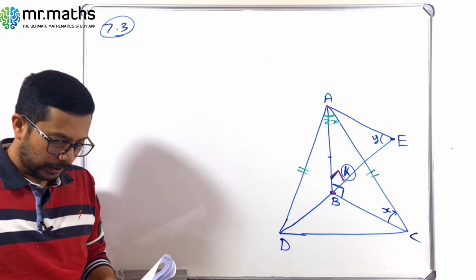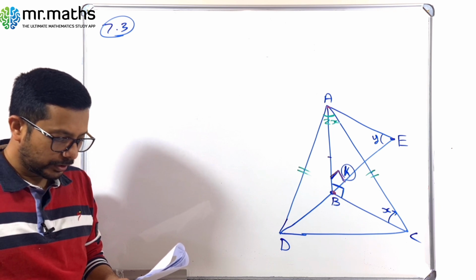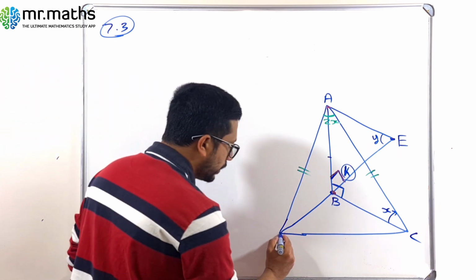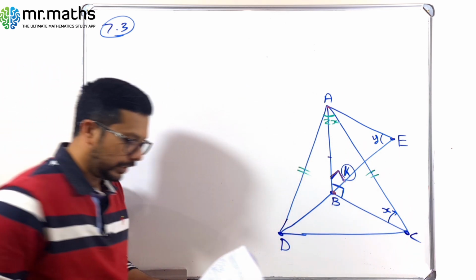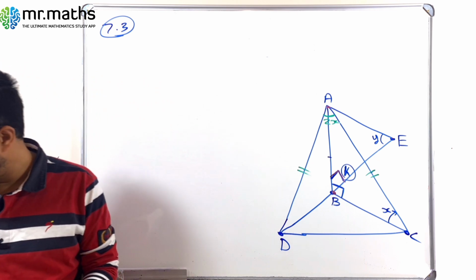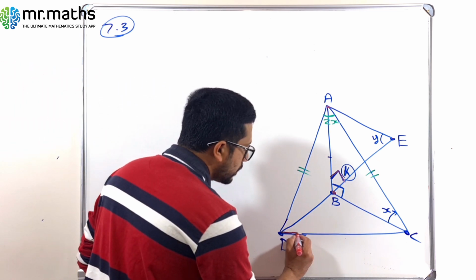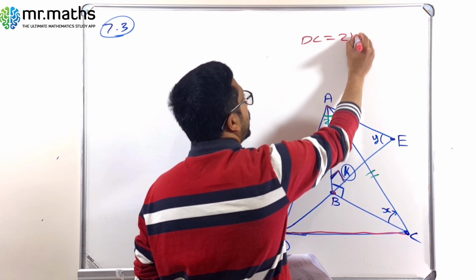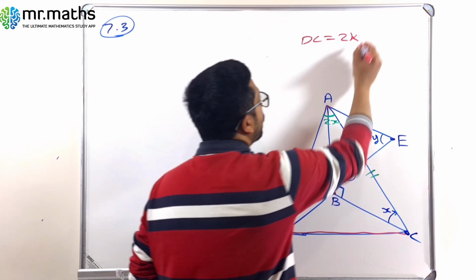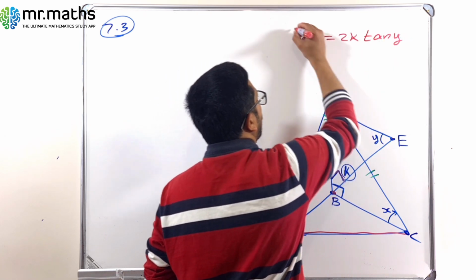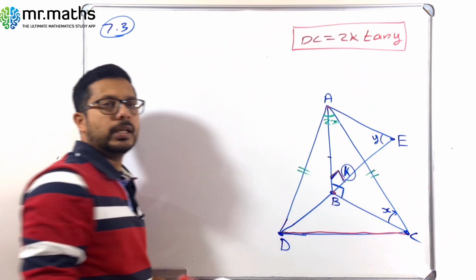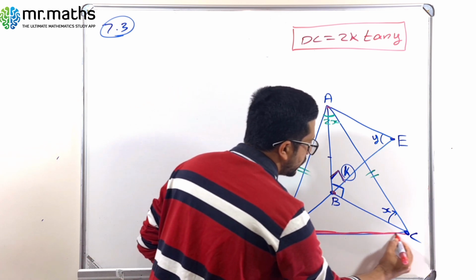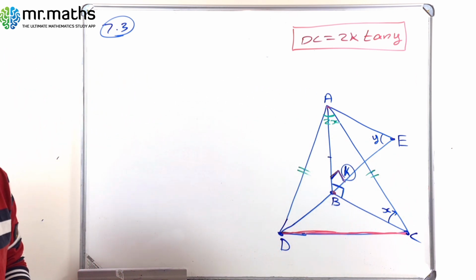Now show that the distance DC between the players at D and C is 2k tan y. So you have to show that this distance from D to C is 2k tan y. What do you want to show? You want to show that this distance DC is equal to 2k tan y. That is what you want to show. That means you have to show that this distance is 2k tan y. So how can you show that?